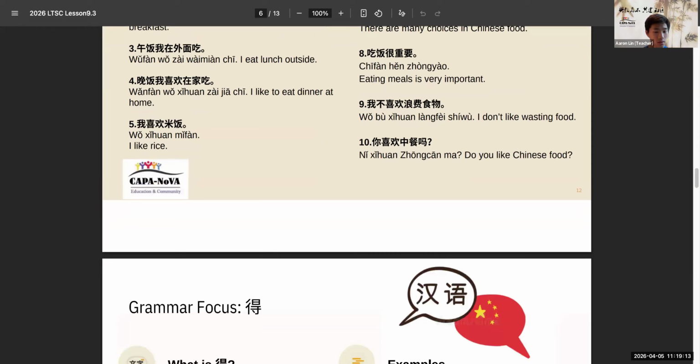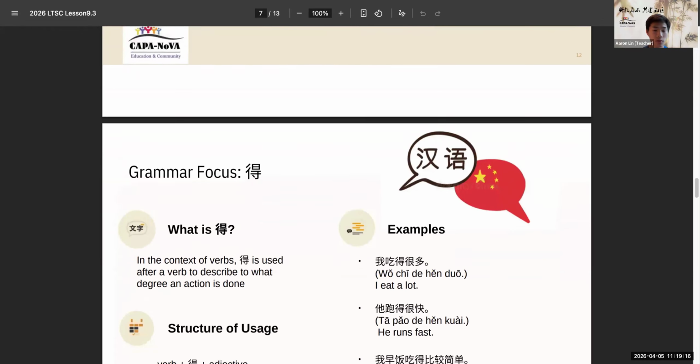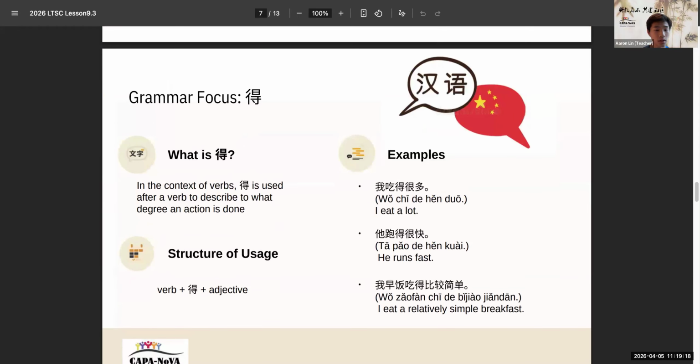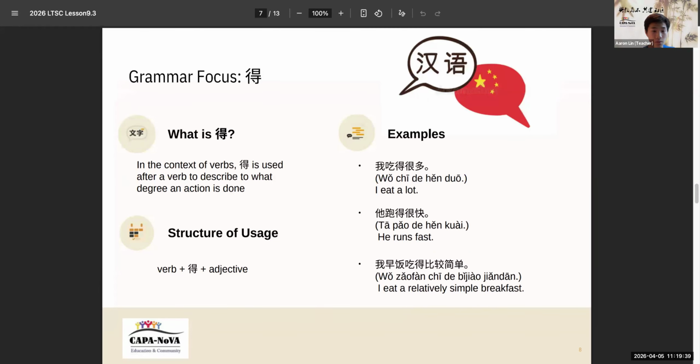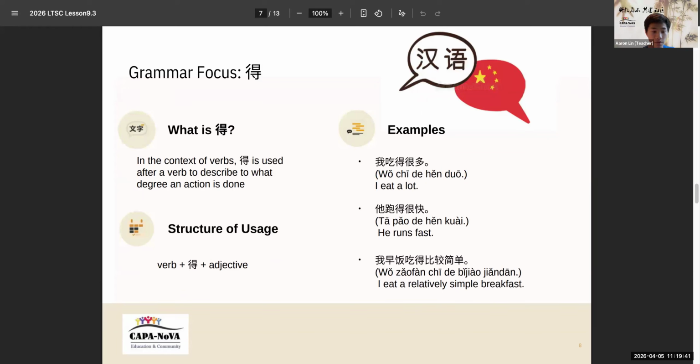And so now we have some grammar focus for today's lesson. So the first word we'll be looking at is 得, or 得. So in the context of verbs, 得 is used after your verb to describe to what extent or to what degree an action is done. And the structure for the use of this word is you have a verb first, and then you have the 得, and then you have an adjective.